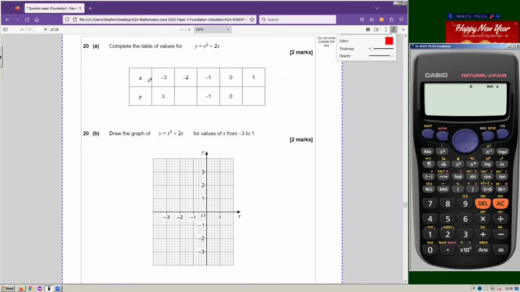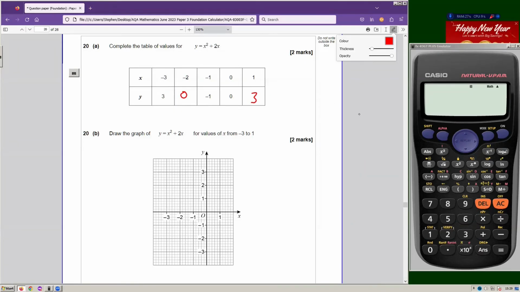So x goes in there. Minus 3 squared gave us 9. And then we added 2 times minus 3 on, so it would be minus 6. So 9 minus 6 would be 3. So we do the same with this one. Minus 2 squared is going to give us 4. 4 plus 2 times minus 2, so that's 4 minus 4, it's going to be 0. And this one here, it's going to be 1 squared plus 2 times 1, which would be 3. So like all these things, they go symmetrical.